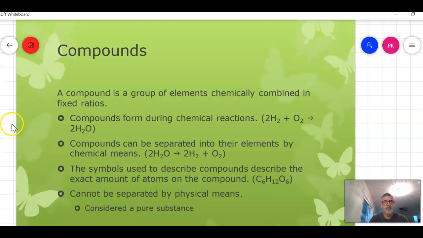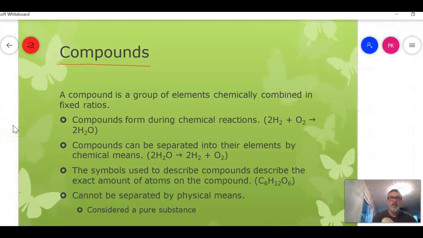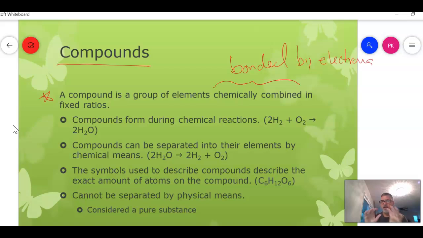So a compound, so we have elements, we have compounds. So a compound is a group of elements chemically combined. So chemically combined, this is another word for bonded. So these are bonded together, right? So I can even say bonded by electrons. So the electrons that surround elements and atoms hold things physically together, right? And that's a compound.